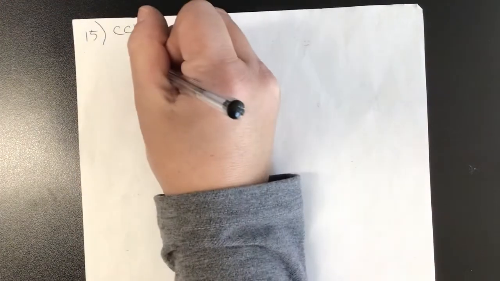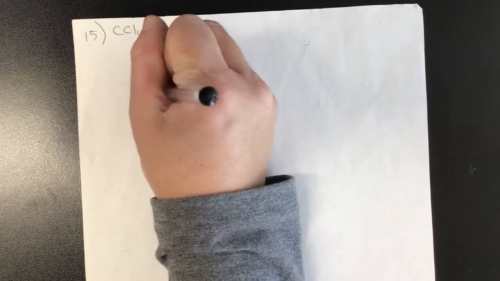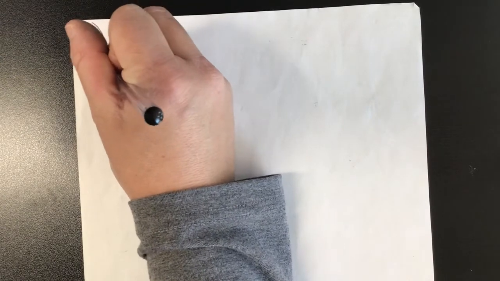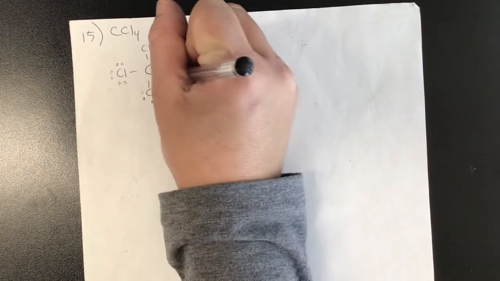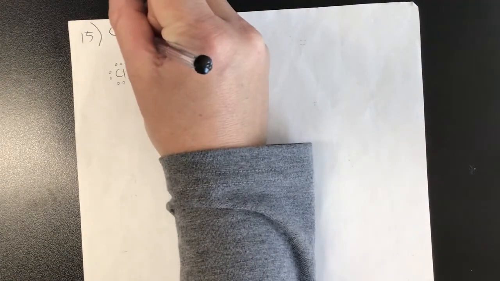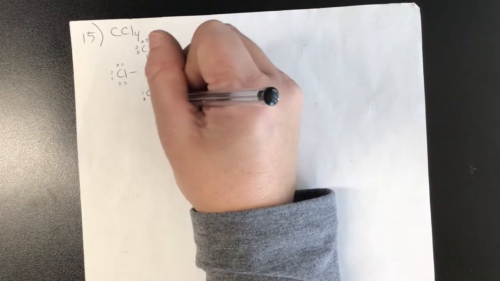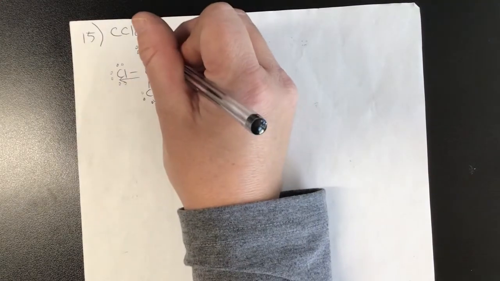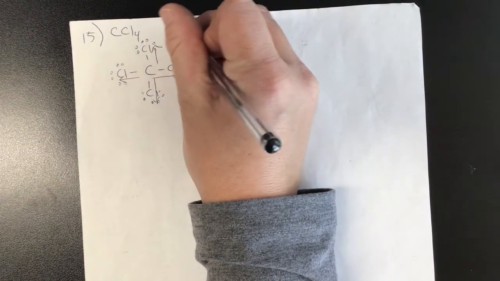Okay, on this one, CCl4, so it looks like this. We have C, and then the 4 chlorines around it, and then the lone pairs on the chlorines, and then all the electrons are used up, so there are no lone pairs on carbon. So that's what it would look like. So chlorine is more electronegative, so the dipoles are all going in the direction of chlorine, so they're being canceled out. So this would be nonpolar.